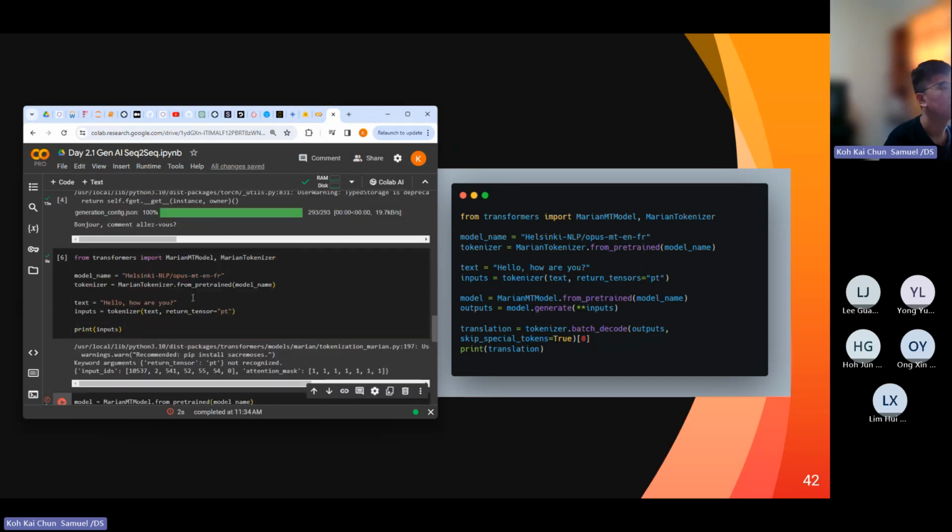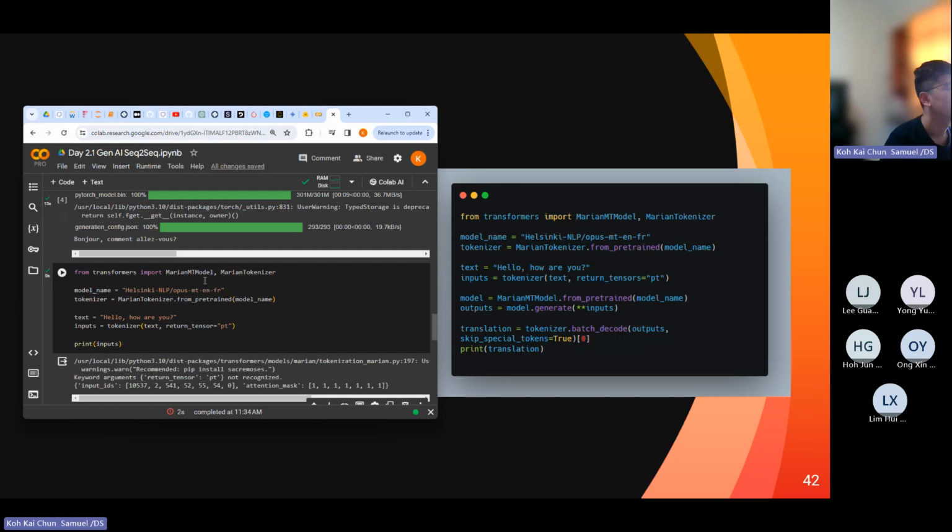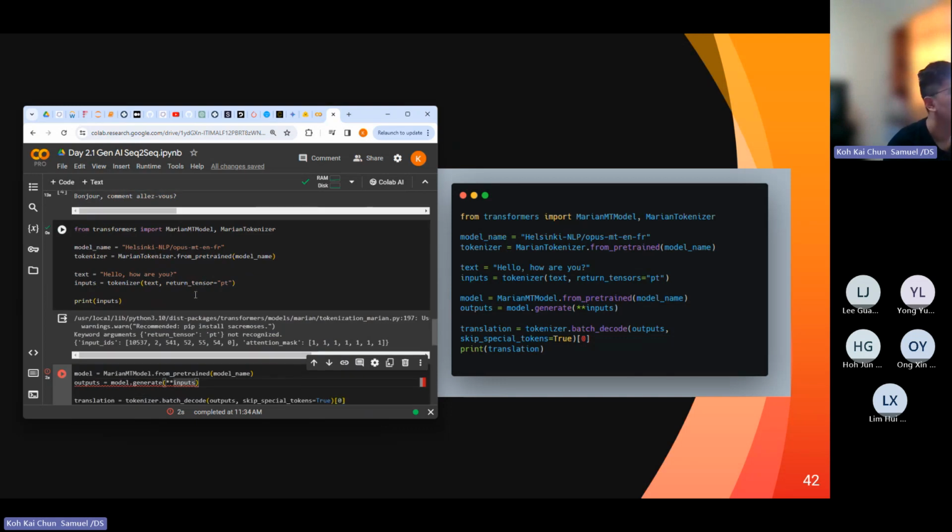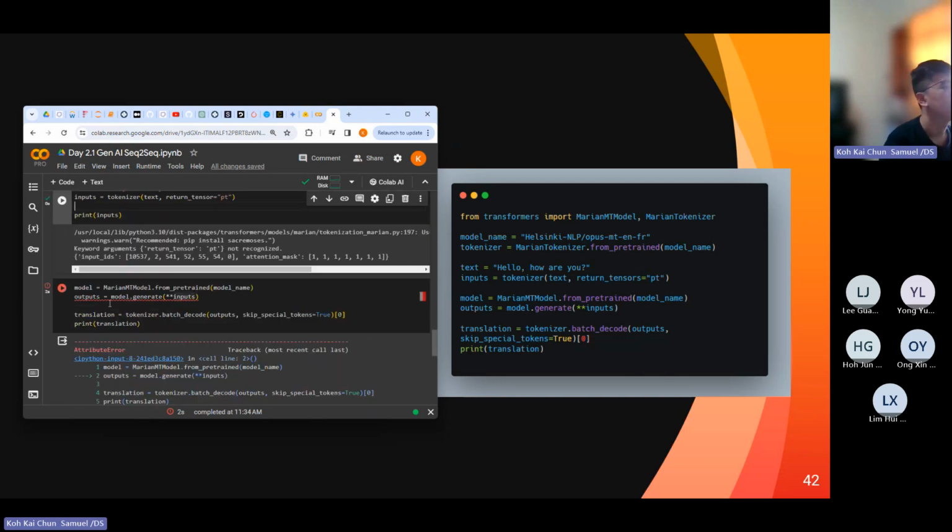Strange, it works here. Give me a moment. Outputs equals model.generate(inputs).